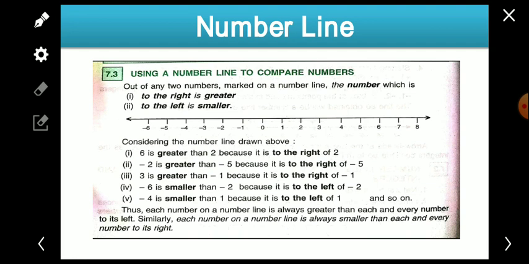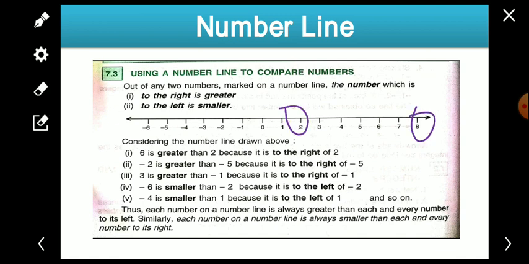So very simple it is. When two numbers are given, or more than two, then whichever number lies on the right side of another number, the right side number will be greater, and the number which lies on the left side will be smaller. Suppose that here, if this is the number line, if I ask which number is greater, 2 or 8, so here we will see which number lies on the right side.